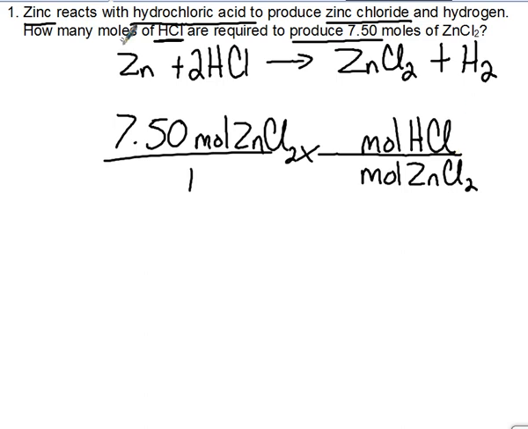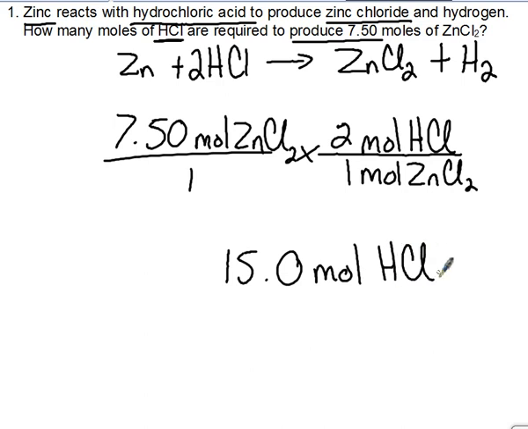Since that's all they're asking me is moles, I can end here. I don't need to go any further over here. I look at my chemical equation. The number in front of ZnCl2 is not written, so it's assumed to be a 1. And then the number in front of HCl is 2, so that goes here, and I multiply 7.5 times 2, giving me 15.0 moles of HCl. And I had 3 sig figs in my question, so I need to have 3 sig figs in my answer.